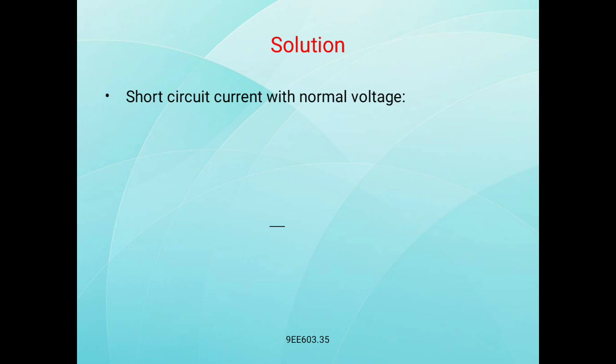Now next one is short circuit current with normal voltage. ISN is equal to ISC into V1 by VSC, that is equal to 12 into 400 by 100, that is equal to 48 amps.